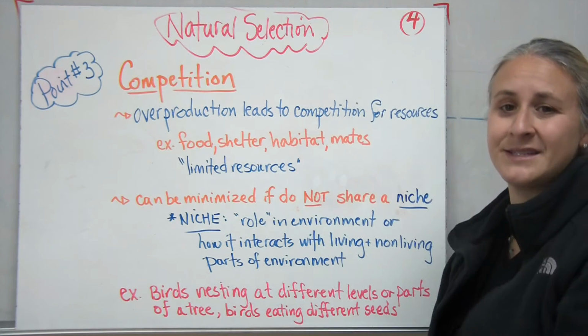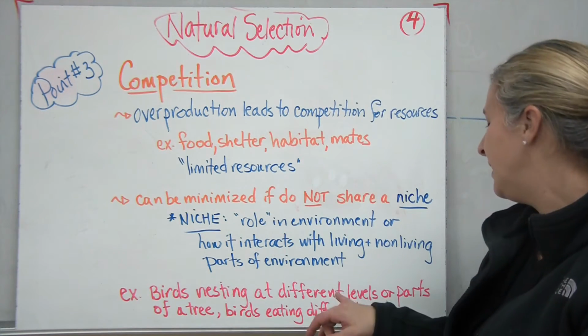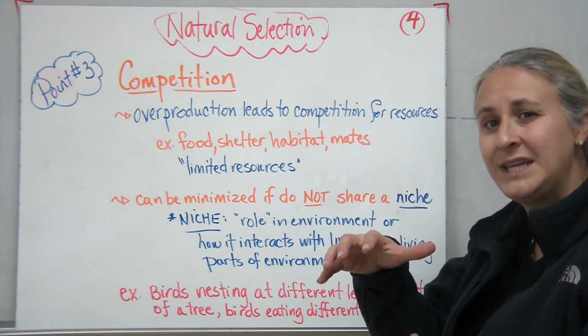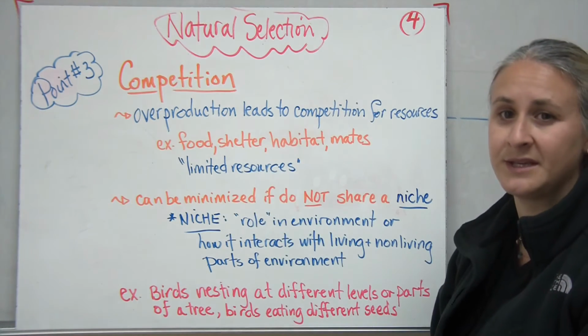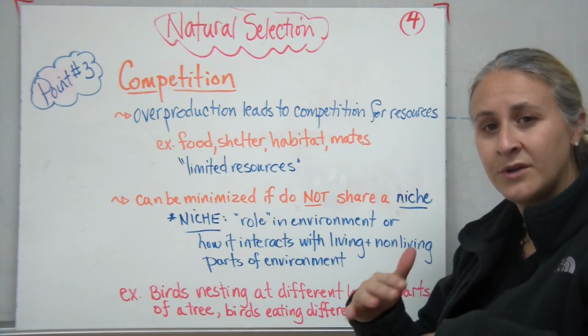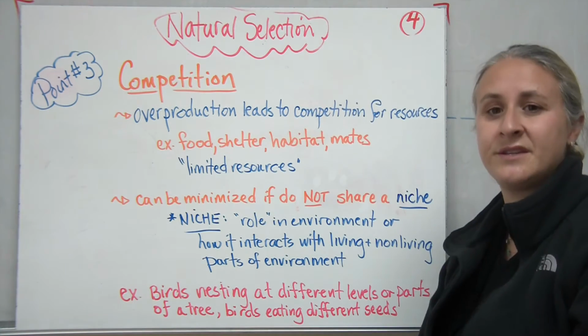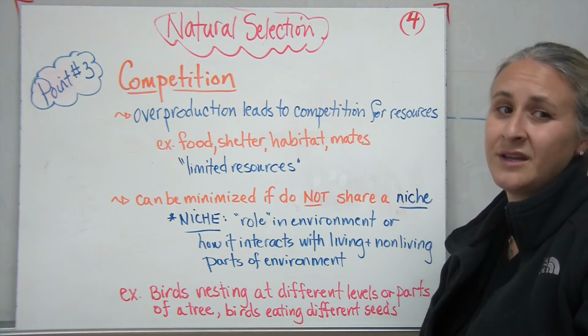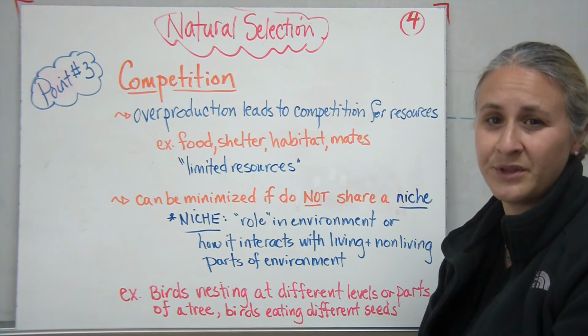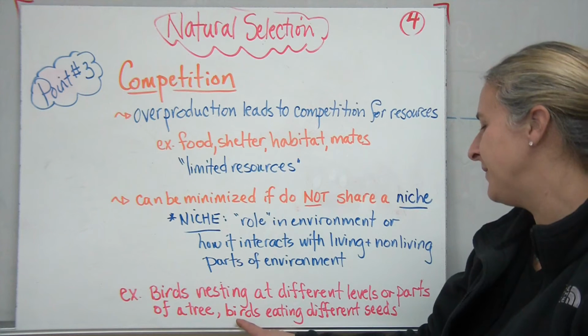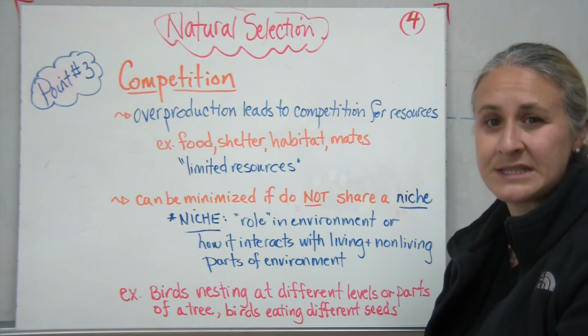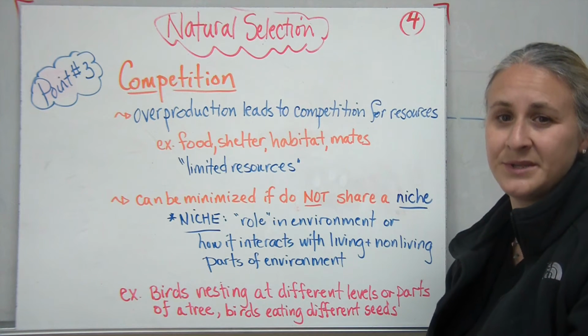Some birds may nest in different levels of a tree in order to avoid competing for space, that habitat or shelter in some cases. They may also limit themselves to the different parts of the tree so that they don't have to compete for where they're going to put their nest, and they don't have to compete for where they're getting their food from. Birds also may eat different seeds in order to reduce competition.